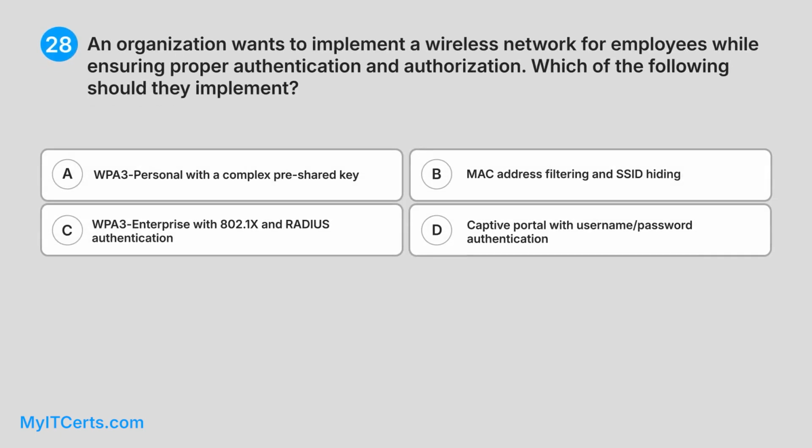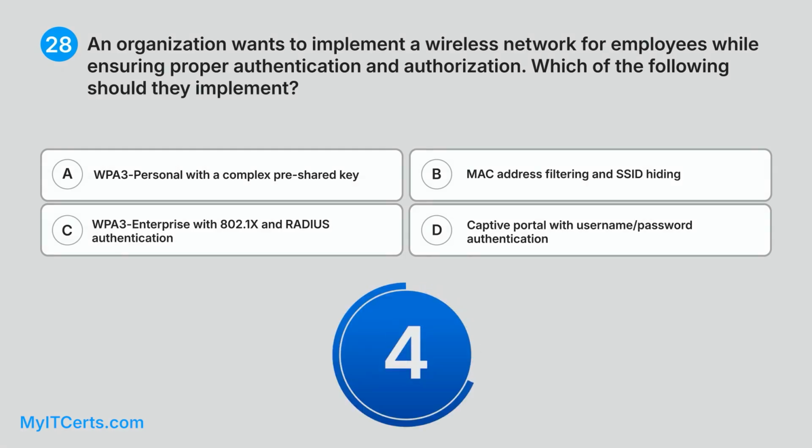(28) An organization wants to implement a wireless network for employees while ensuring proper authentication and authorization. Which of the following should they implement? A. WPA3 Personal with a complex pre-shared key. B. MAC address filtering and SSID hiding. C. WPA3 Enterprise with 802.1X and RADIUS authentication. D. Captive portal with username and password authentication. What do you think is the answer?